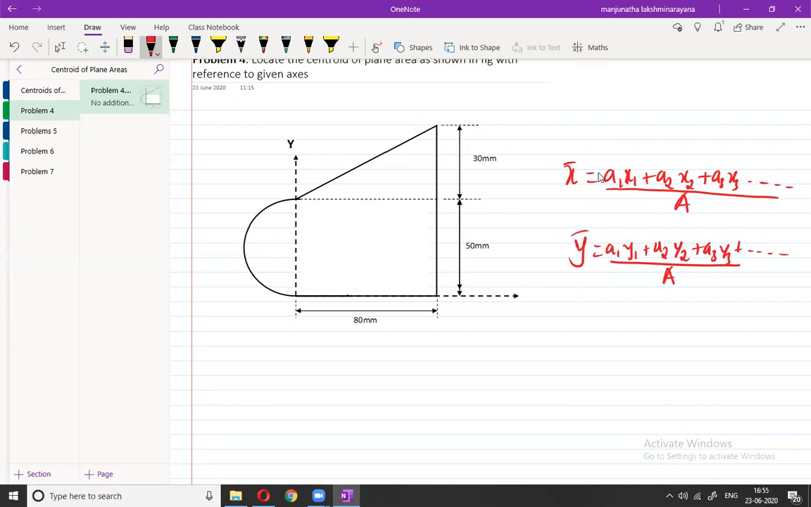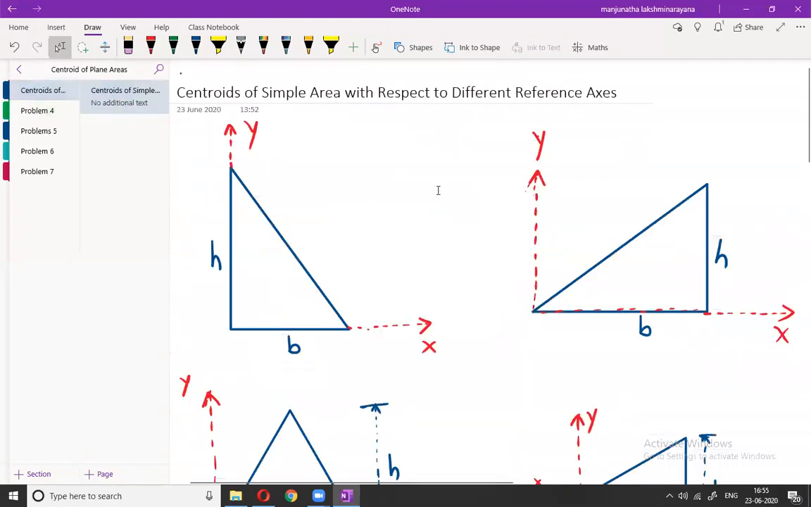Here, one needs to find out the areas of the simple elemental areas of a given complex area, and the distances of those areas with respect to the reference axis. So to find out these x bar and y bar values for different simple areas, one should know how to identify the centroids of different simple areas with respect to different reference axes.